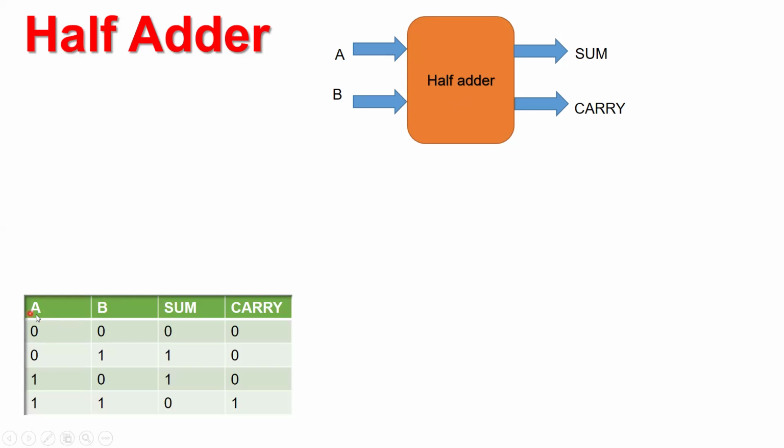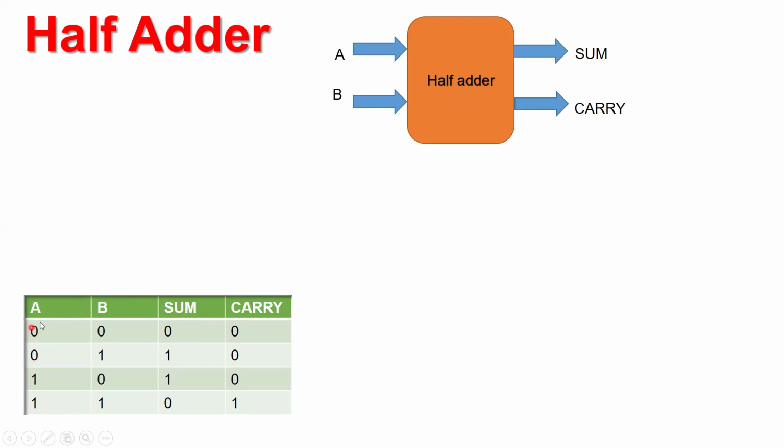So let's say you have A and B, two inputs. Each can have logic 0 or logic 1 value. Obviously there are two inputs, so there are four possible input combinations: 0, 0, 0, 1, 1, 0, and 1, 1. And accordingly, these two columns, sum and carry, will be produced.